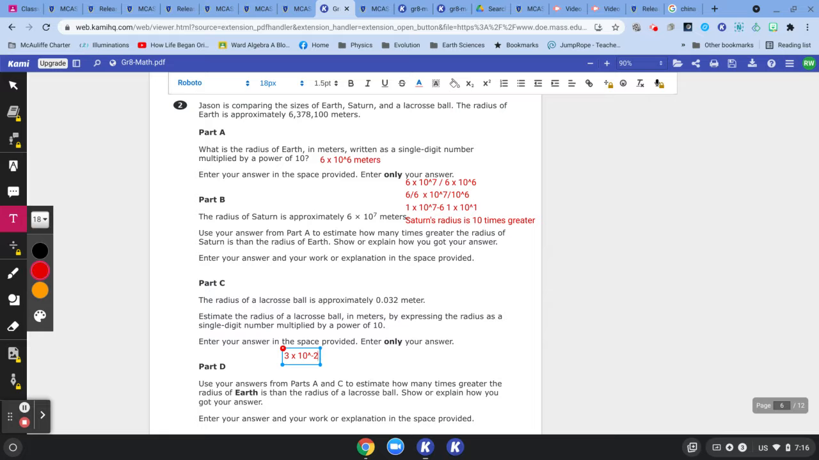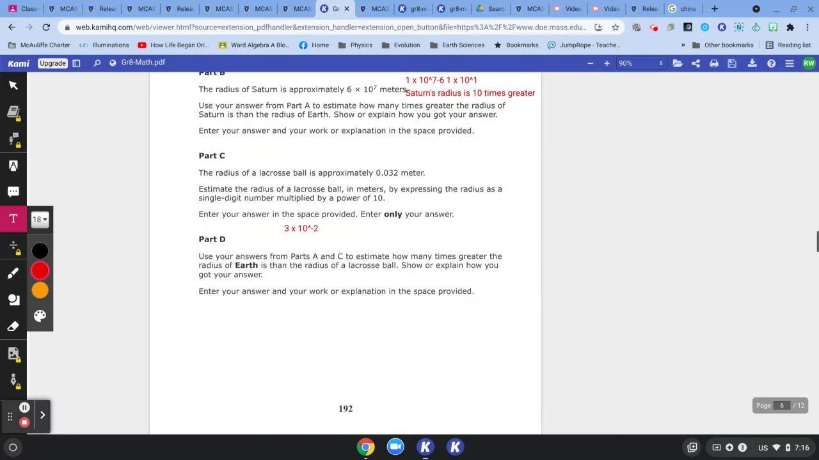Negative exponents are repeated division instead of repeated multiplication. They tell us how many times we're using 10 as a divisor. Okay, now let's continue on to part D.